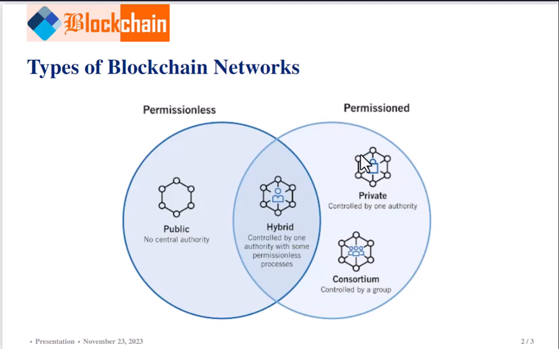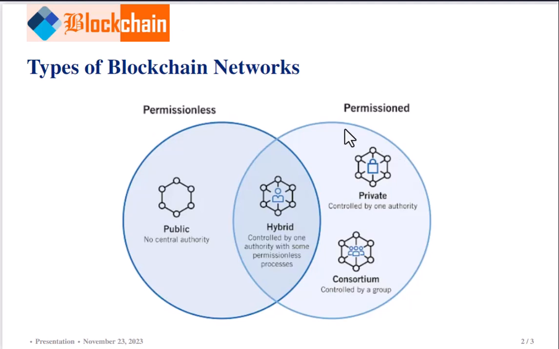Private blockchain network, it is restricted, and it is small in size, and it is controlled by a single identity. So every user needs an authentication procedure, every user needs some permission procedure to join this network, and it is decentralized from the public blockchain network.